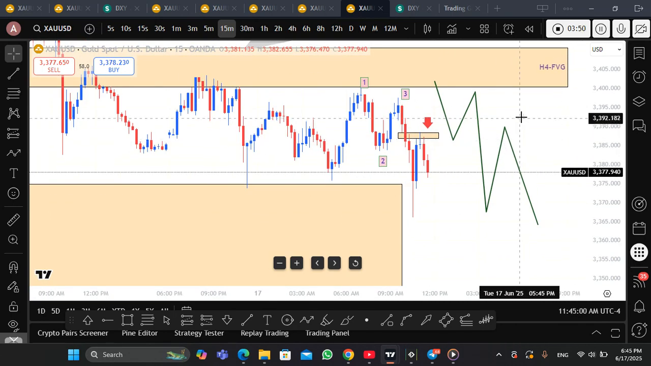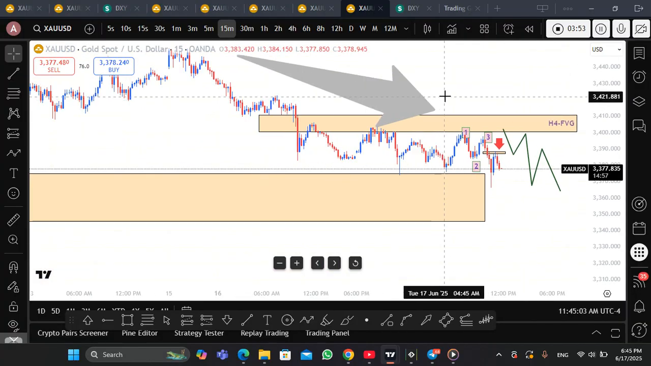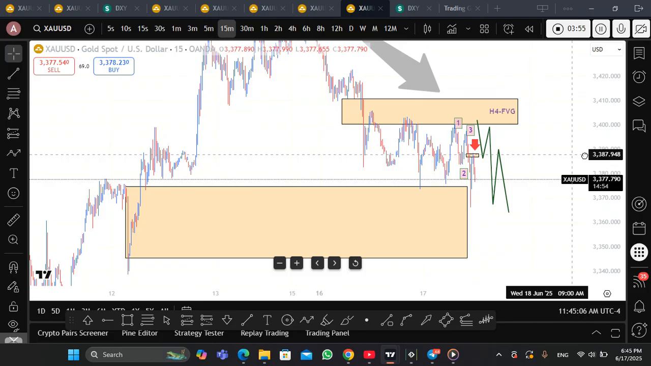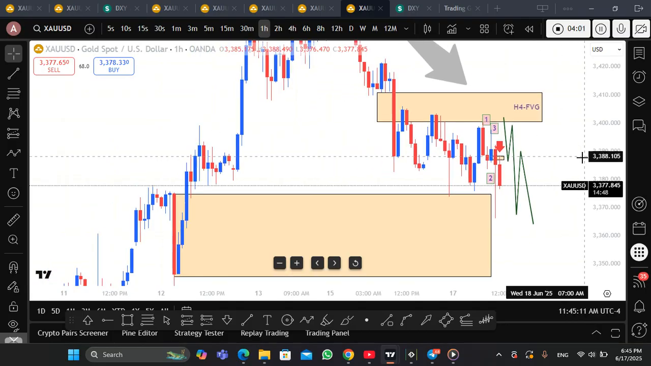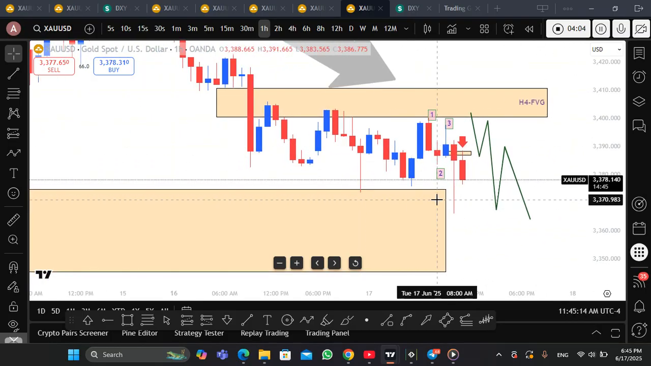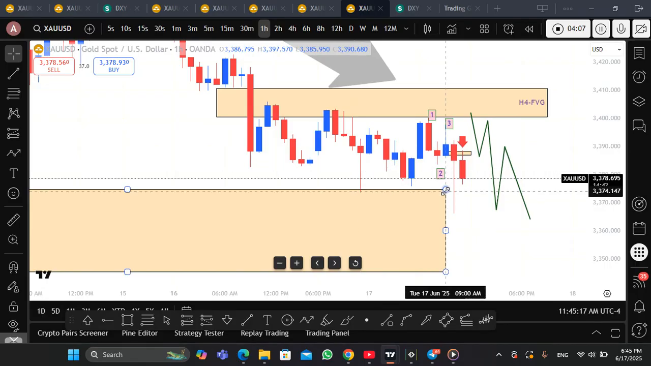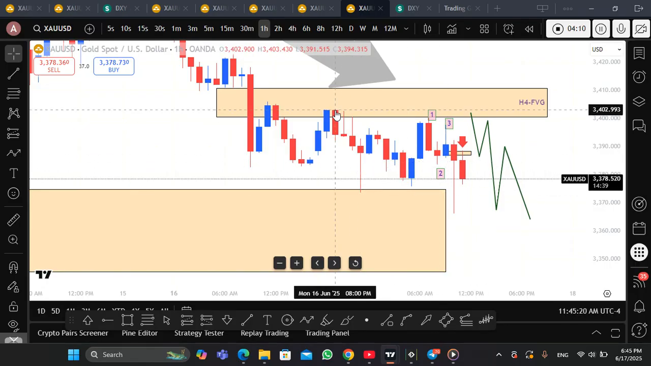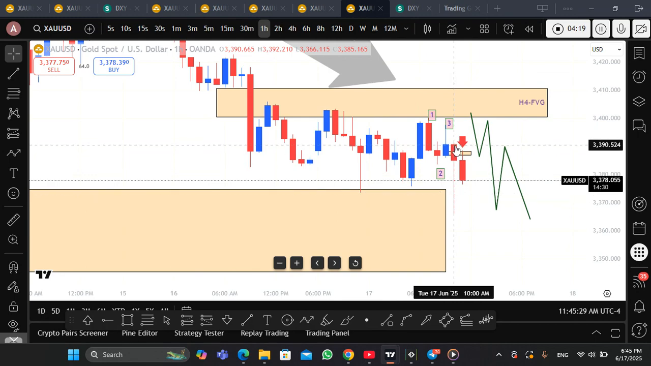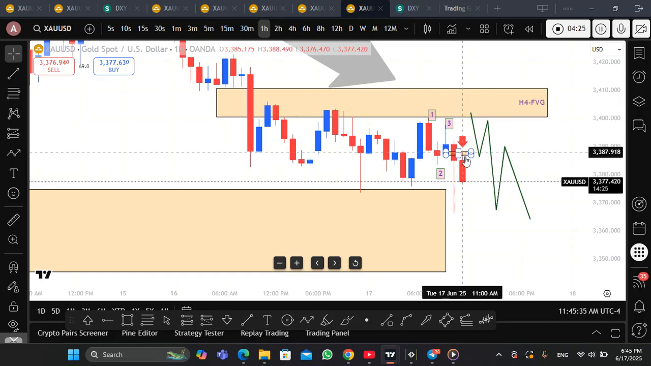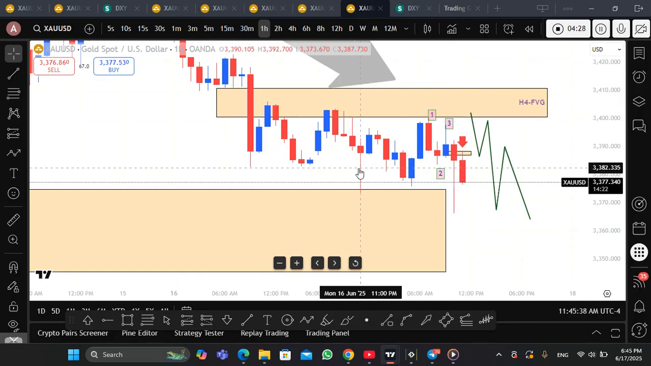What are the considerations? The first, the main trend is down. The second thing, there is no evidence for this rejection. Why is there no evidence for this rejection? Because this rejection doesn't make a change in the state of delivery, doesn't make the price move up. This rejection also doesn't make the price move up, and doesn't make a fair value gap. So this rejection is not evident, and it is not significant.